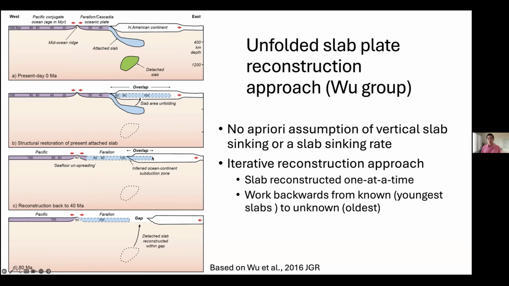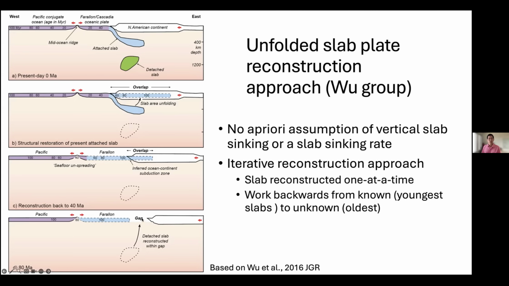So we continue this process of going backwards in time. And hypothetically, if we go back to 80 million years ago, and we take this 80 and 80 and put them back together at the seafloor spreading ridge, now what's left of our unfolded slab is no longer overlapping with North America.